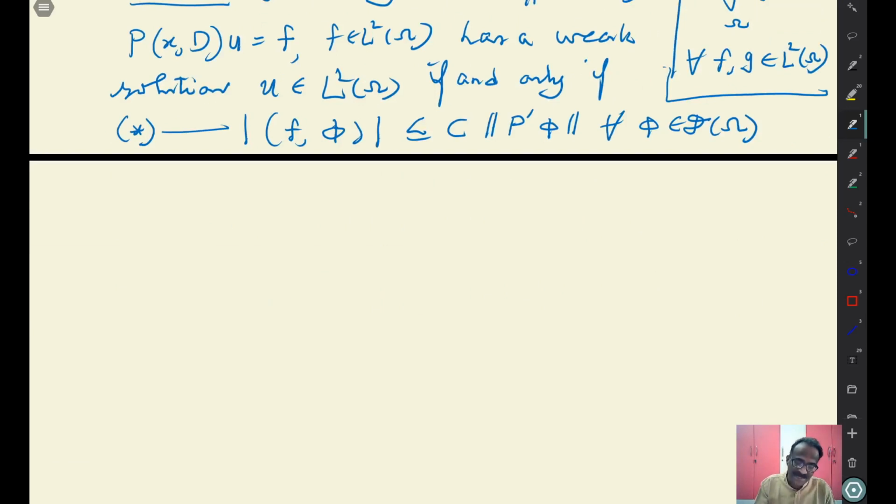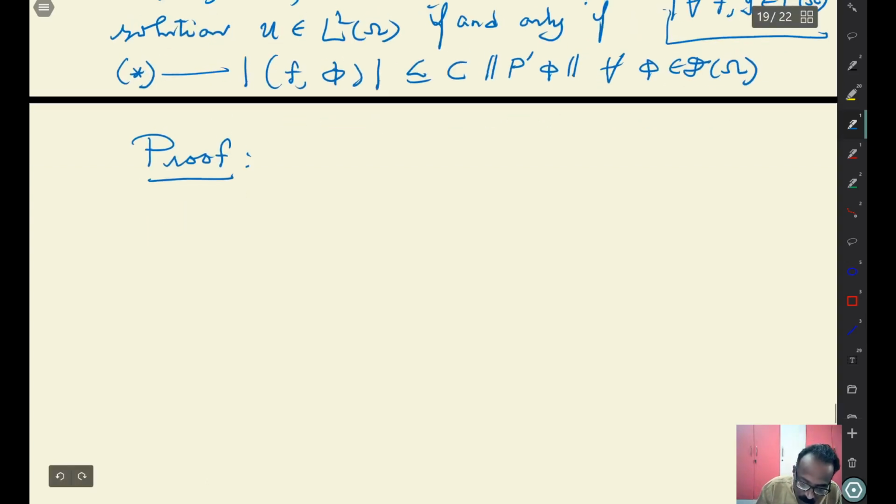To prove this existence, you look for operators for which verifying this condition is enough. So let me give the proof of this, and then we will go to the Sobolev space, after making a comment. So assume one way. We will prove that. Assume u is an L2 solution.